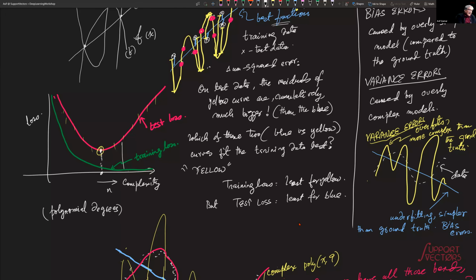So remember this gap. Bigger gaps between test loss, test errors, and training errors are a classic signature that you have overfit. So that's a very practical way of looking at it.